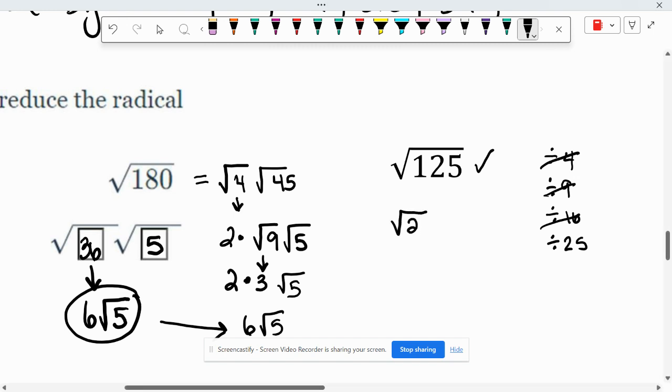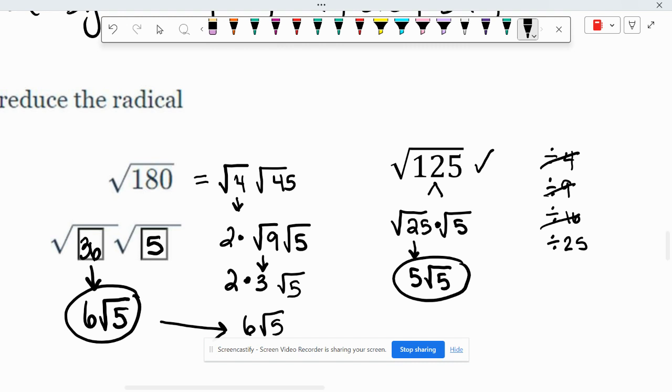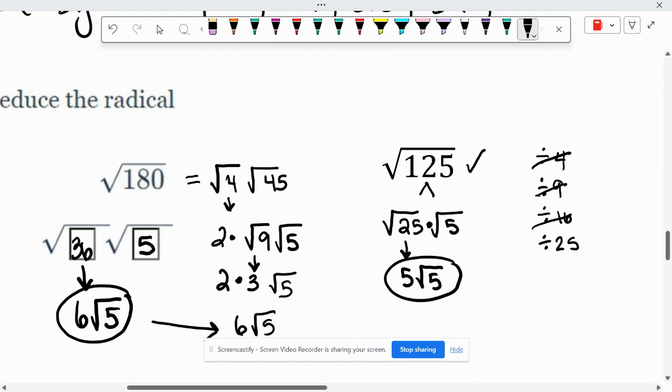Yeah. So the square root of 125 is the same thing as the square root of 25 times the square root of 5. We're just rewriting this as a product, okay? But what is the square root of 25? It's 5. So this becomes 5 times the square root of 5. Okay? Let's look at the next one.